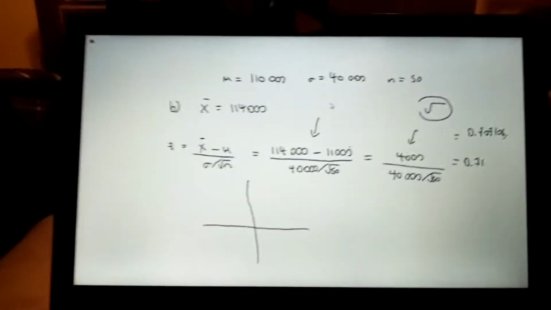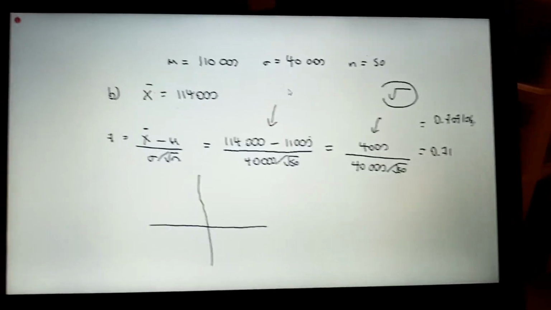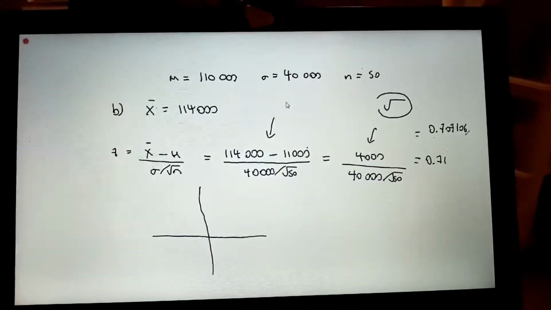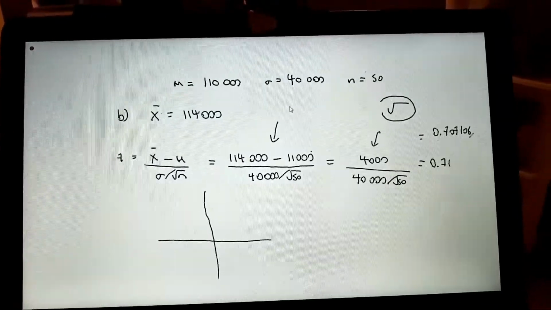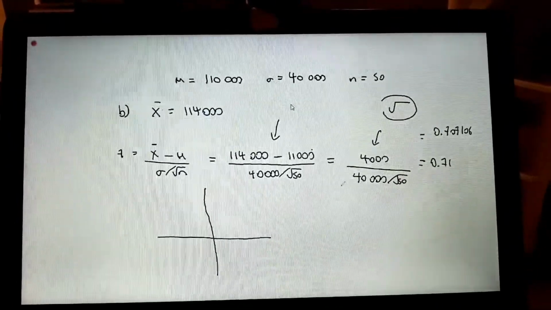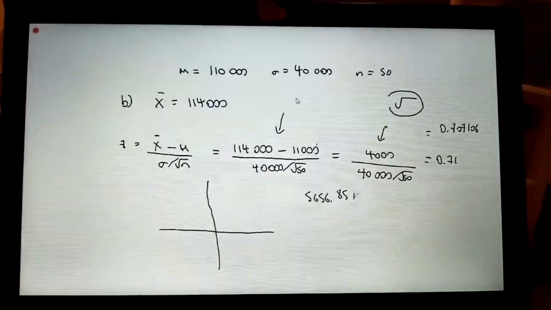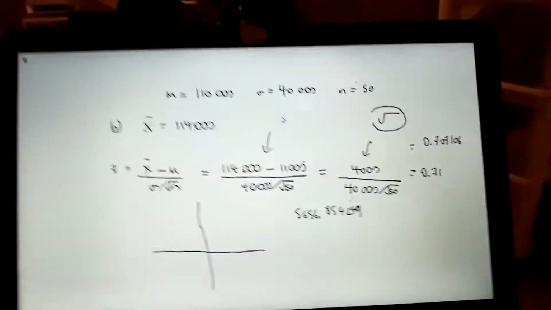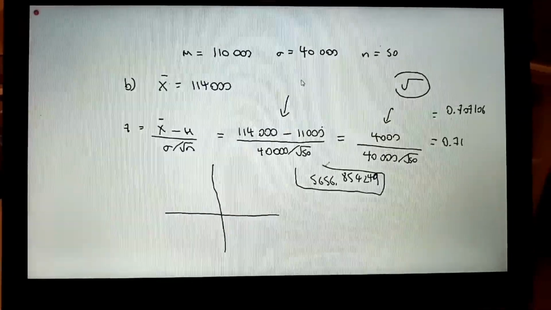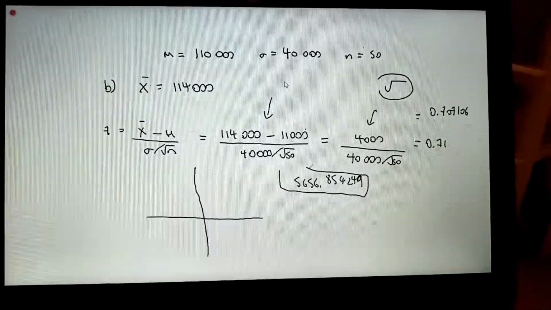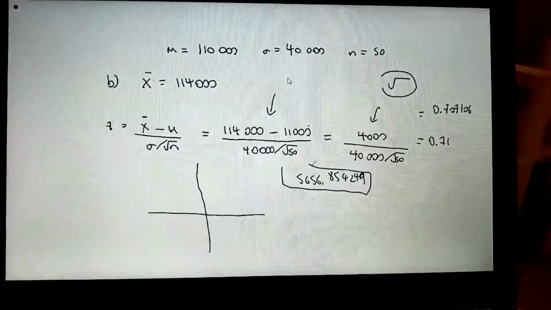And then there are other ways of doing it as well. Like you could figure out the actual bottom number. You could do 40,000 divided by square root 50, equals, and then you could just always use that number. That number is 5656.854249. So you could always just do top number divided by this, and it'll give you the same answer. I prefer just doing 40,000 divided by square root of 50, because then you'll get the most accurate answer.